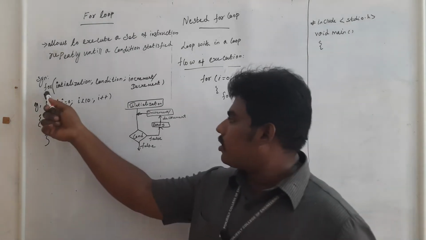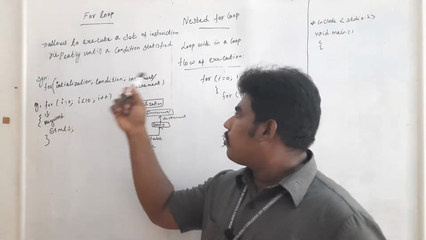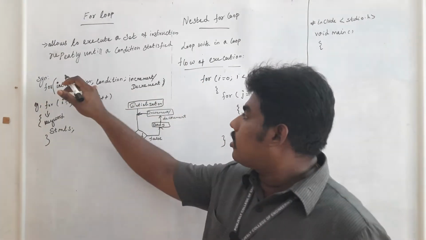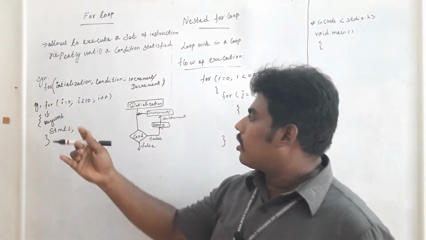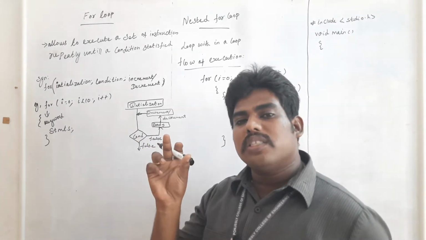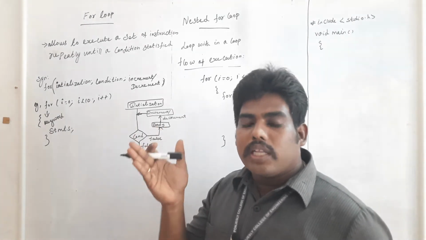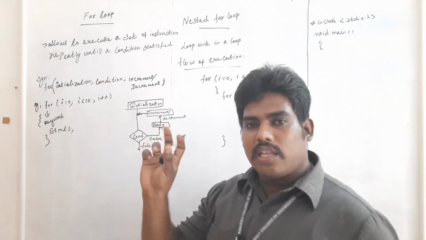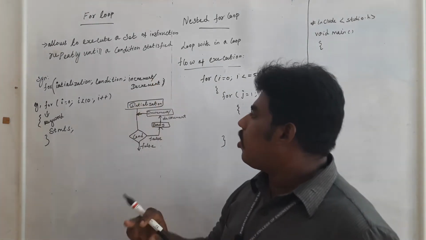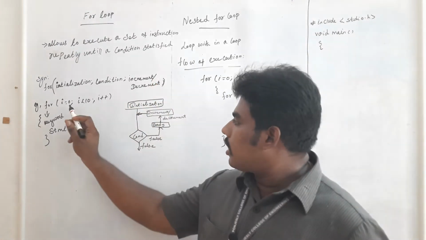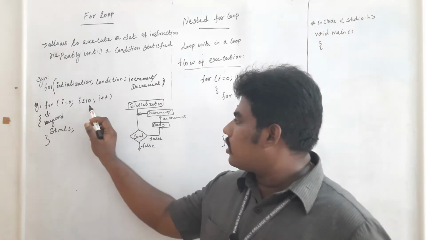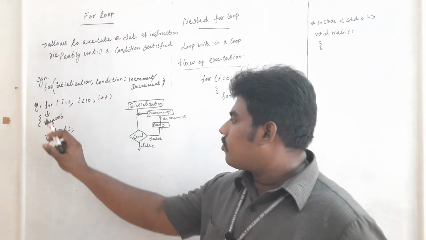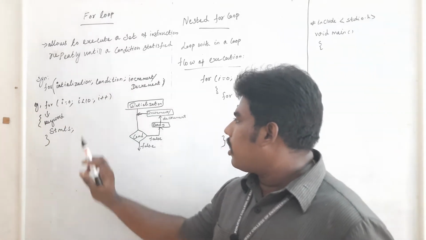See the syntax. First, for is a keyword, then a bracket, then initialization, then a semicolon. Initialization is one step. To denote the end, we have to put a semicolon, not a comma. Then the condition, another step, then a semicolon. Then increment or decrement. See this example: i equal to 0 is the initialization, i less than 10 is the condition, then i plus plus. Here for is the keyword, and inside the curly braces are the statements.